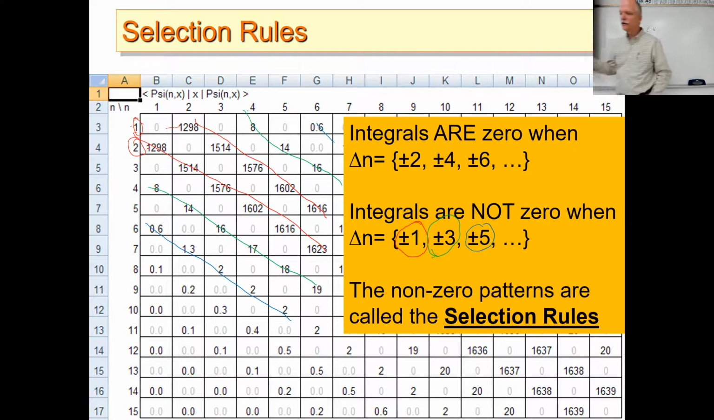Now, the definition of those selection rules are all the allowed transitions. So the non-zero elements are the selection rules.